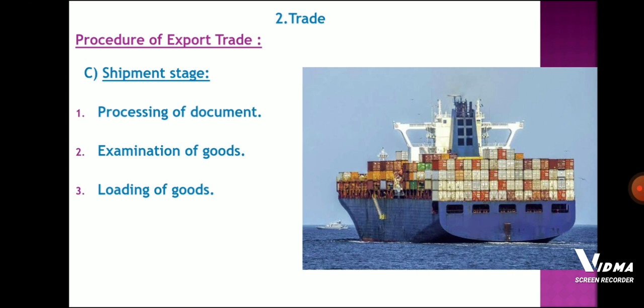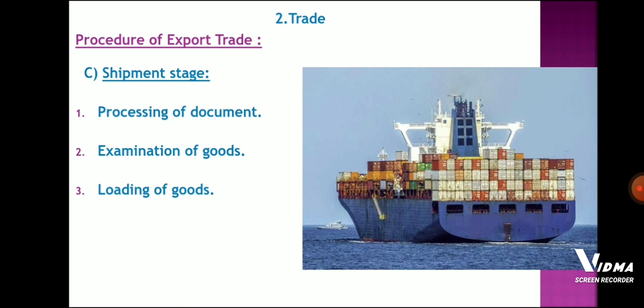The mate's receipt is issued by the captain of the ship. This is a confirmation that goods are actually loaded on the ship, and it contains all the details of the packages, which include the port of destination, name of the vessel, date of shipment, etc. Later on, the mate's receipt is handed over to the C&F agent.